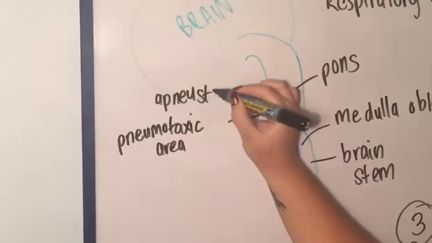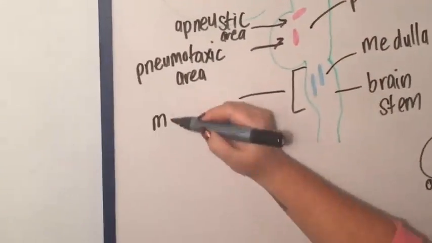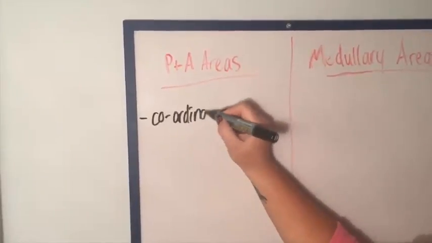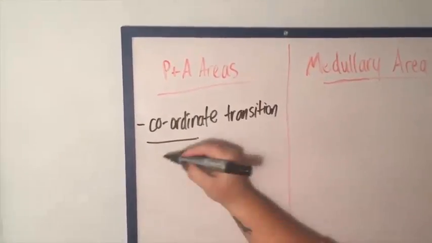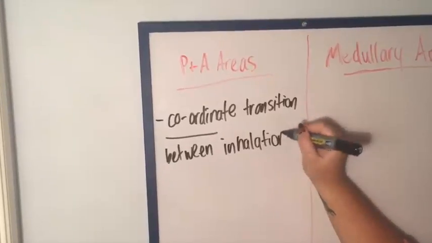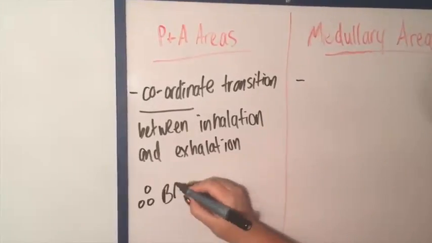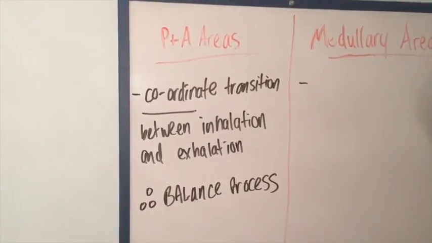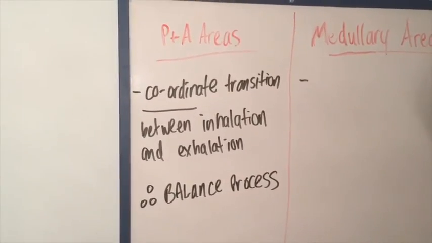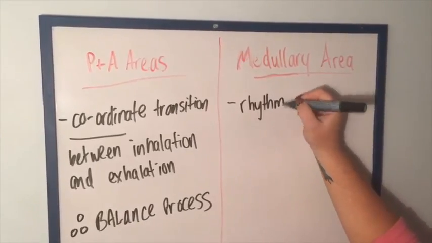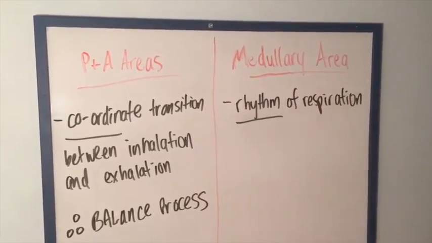pneumotaxic, apneustic, medullary rhythmicity. The pneumotaxic and apneustic areas coordinate transitions between inhalation and exhalation. They work together to balance the process between prolonging inhalation and turning it off before the lungs become too expanded, whereas the medullary area controls the rhythm of the respiration.